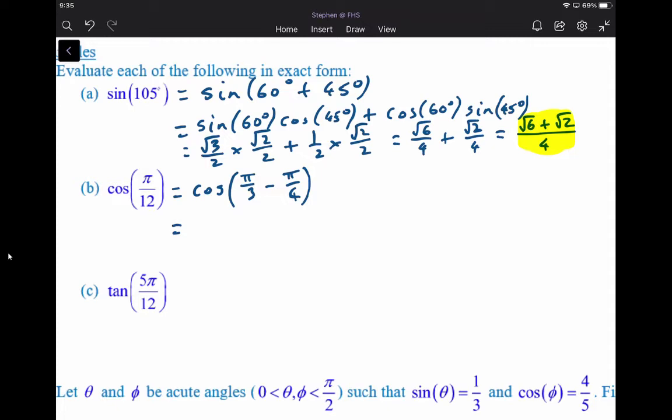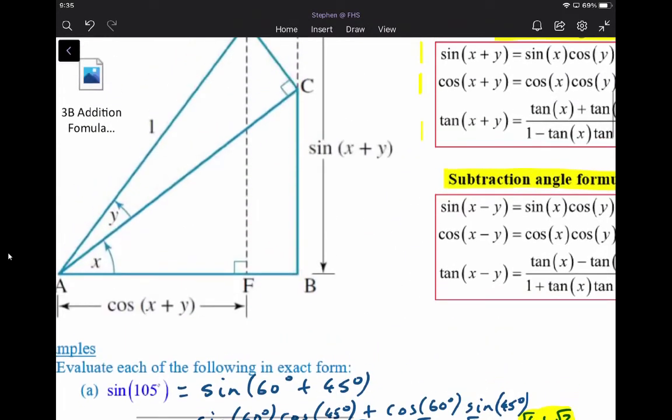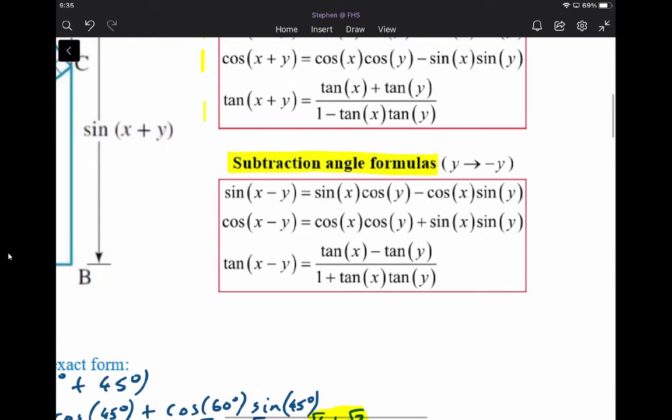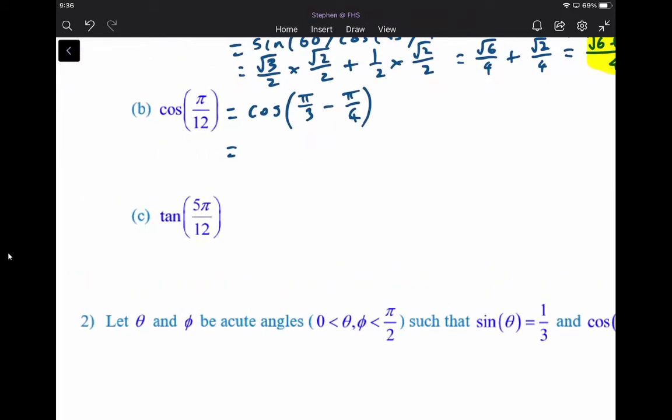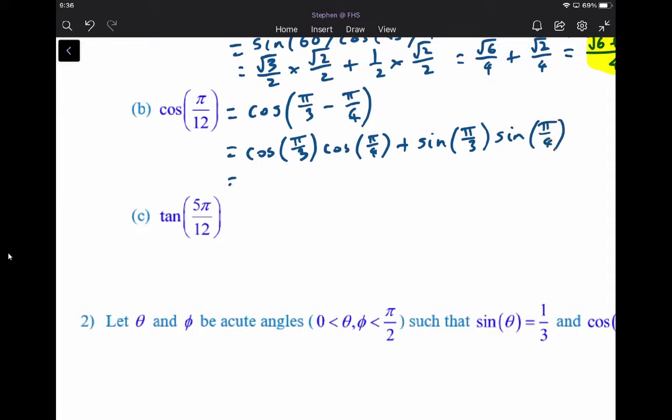So what's the cos difference angle formula? Let's go back to our formulas up here. So cos of x minus y is cos x cos y plus sine x sine y. So it's just the product of the cosines of the two angles plus the product of the sines of the two angles. So this will be cos pi on 3 cos pi on 4 plus sine pi on 3 sine pi on 4. So cos of pi on 3, that is a half.